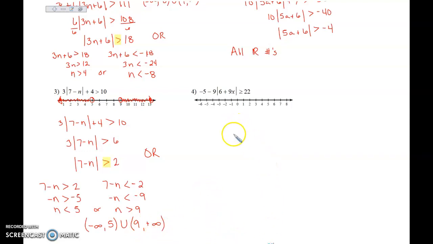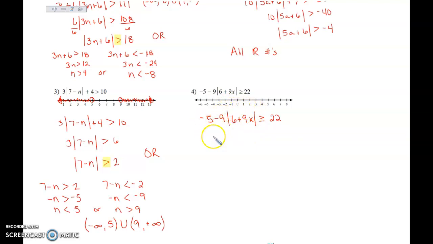Okay, let's go ahead and take a look at number 4. We have negative 5 minus 9, absolute value of 6 plus 9x is greater than or equal to 22. And again, the very first thing, we need to isolate this absolute value symbol before we can do anything.